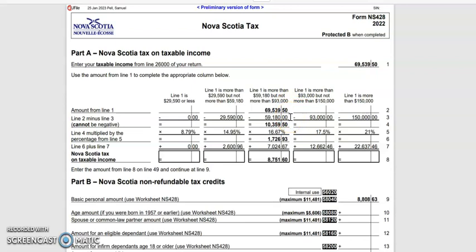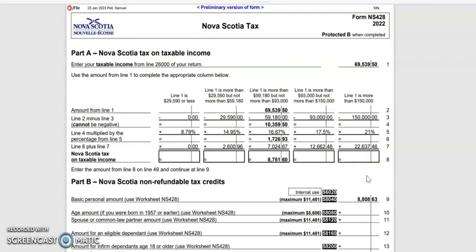So then we can figure out how much of our taxable income needs to be taxed at that higher rate of 16.67%. So we've got the 10,359.50 multiplied by the 16.67%. So we're paying $1,726.93 at that higher rate, plus the amounts from the lower rates, which is the $7,024.67. So the amount of Nova Scotia tax on taxable income is $8,751.60.